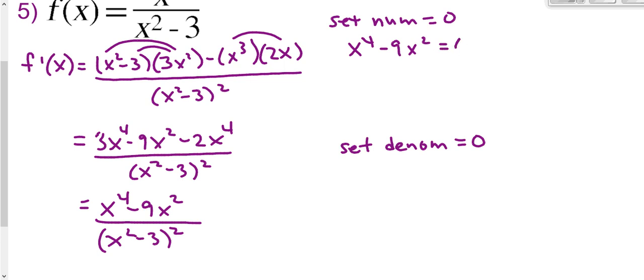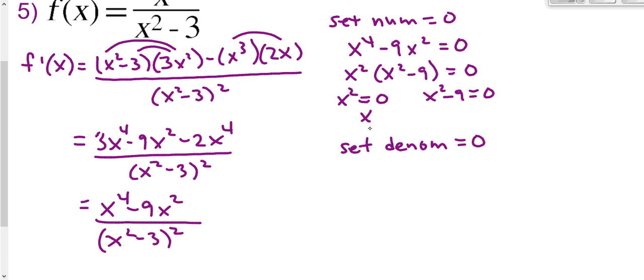How about if we factor an x squared out of both terms? So we have x squared times the quantity x squared minus 9 equals 0. Set each factor equal to 0, so x squared equals 0, and x squared minus 9 equals 0. For the first one, you're just going to get x equals 0, and for the second one, you're going to get x equals plus or minus 3. So at this point, we have 3 critical points.